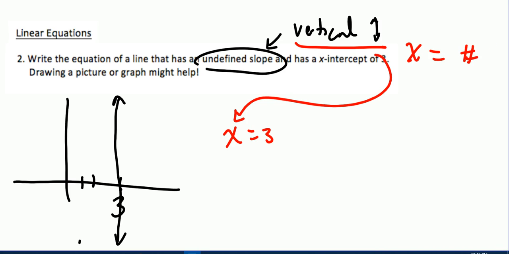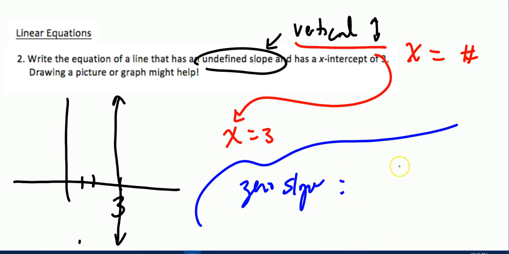And on that matter, if it's a 0 slope, so a separate problem, if the problem said a 0 slope, you would do y equals just a number.